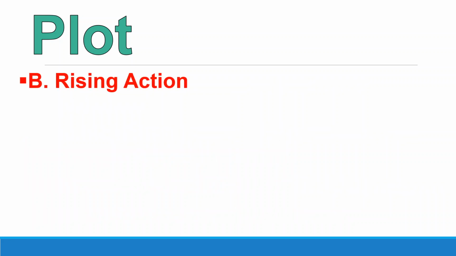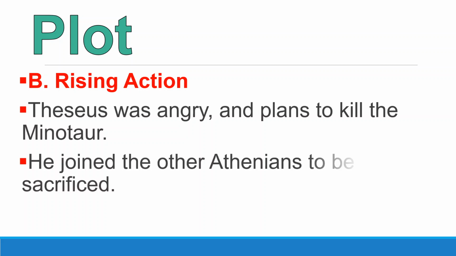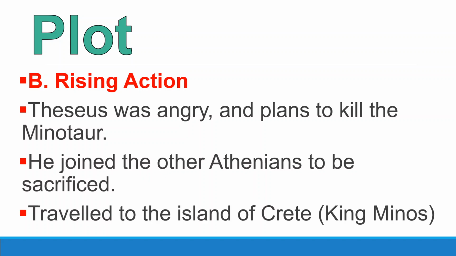Next, rising action. When Theseus learned about this sacrifice, he was very angry, okay? And he said to his father, I'm going, and I'm planning to kill the Minotaur. His father said, no, you're not going to do it. However, Theseus was relentless and steadfast to his goal of killing the Minotaur. So he joined the other Athenians to be sacrificed in the ship and went to the island of Crete. During that time, he found out that King Minos was so powerful because he saw the giant Talos, who's guarding in and out of the island of Crete.